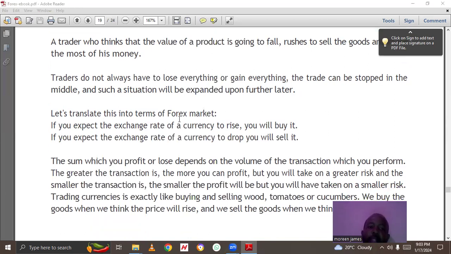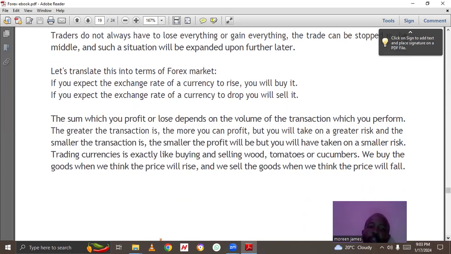Let's translate this into terms of the forex market. If you expect the exchange rate of a currency to rise, you will buy it. If you expect the exchange rate of a currency to drop, what will you do? You will sell it. As simple as that. So the sum which you profit or lose depends on the volume of the transaction. So I need you to understand the volume. The one I showed you about 0.01. So the person who entered that trade with a big lot size, say lot 1 or lot 5 or lot 10, that's the more risk you take.